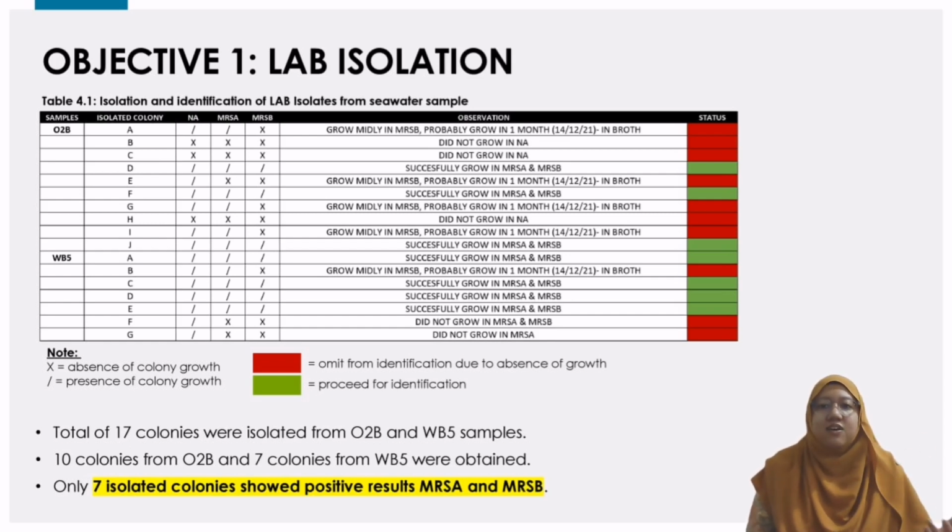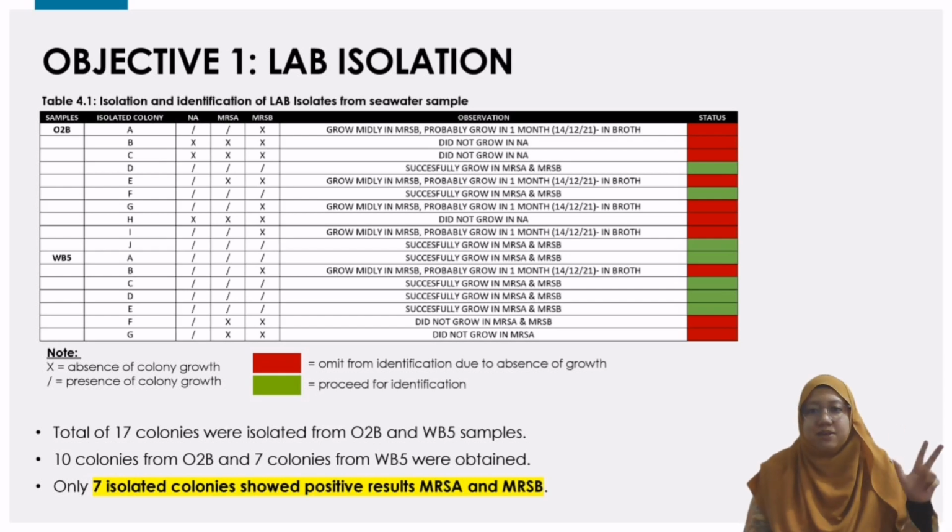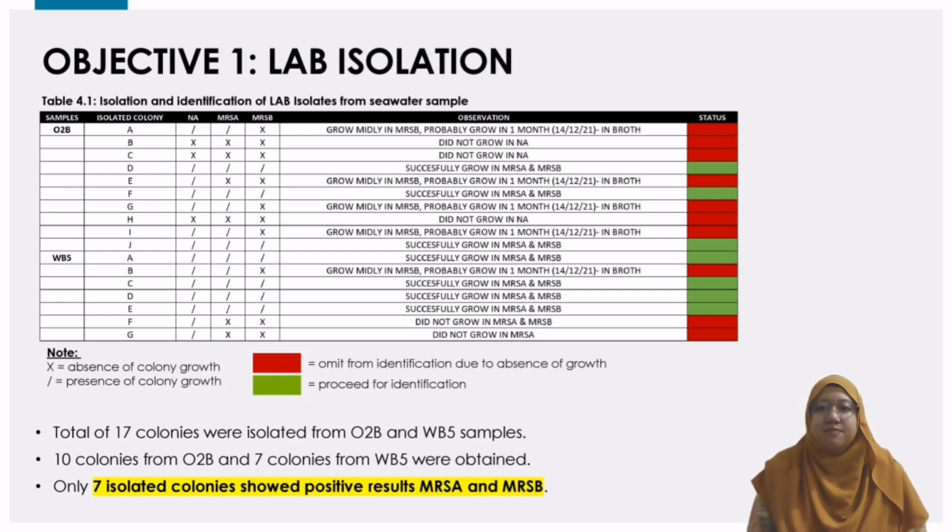There are some isolated colonies that have the potential to grow on the MRSA media, such as O2BA, O2BE, and O2BG. So it can grow mildly on MRSB on the graph. It was estimated that if given 1 month to incubate, it can possibly grow on the MRSA since the isolated colonies might have a slower growth rate. Referring to this table, the status column colored red indicated absence or slow growth of bacteria on the selective media. The isolates that were marked red were removed from the experimentation and omitted.